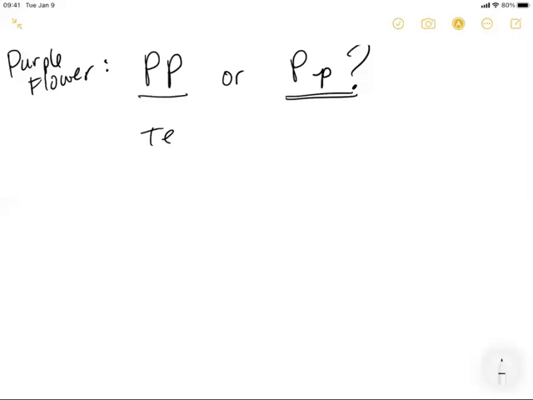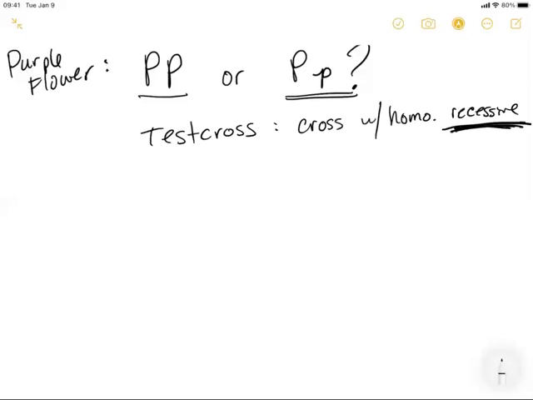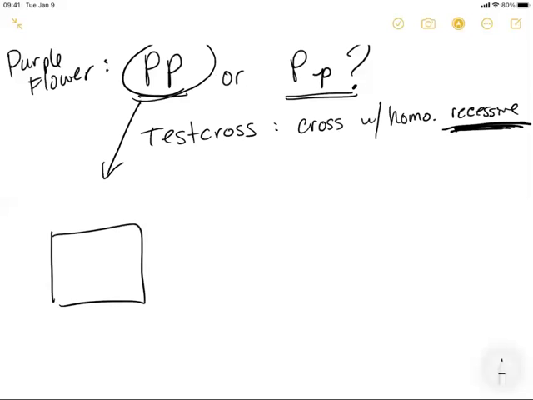You use something called a test cross. And what that is, you cross with a homozygous recessive individual, and that's really important. So let's just take this as an example. I'll make it up here, you cross it with homozygous recessive. So you get all heterozygotes.